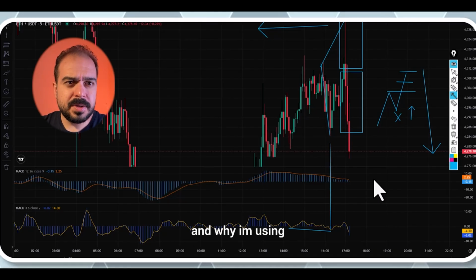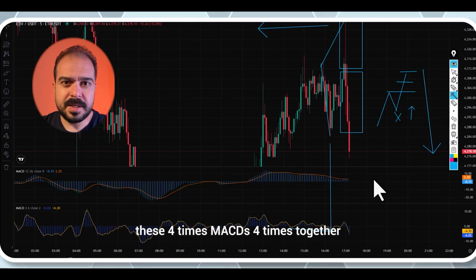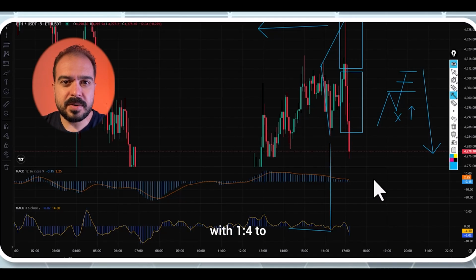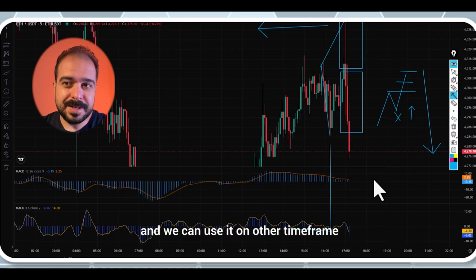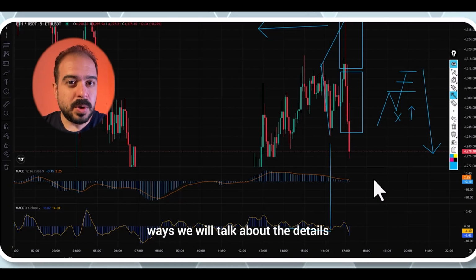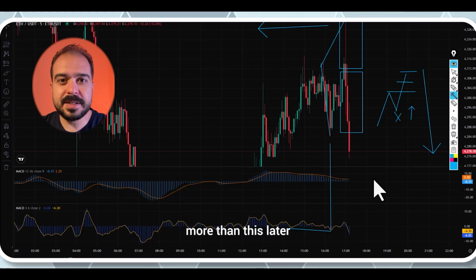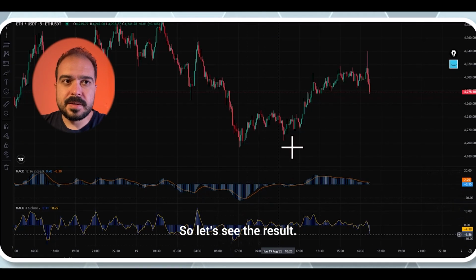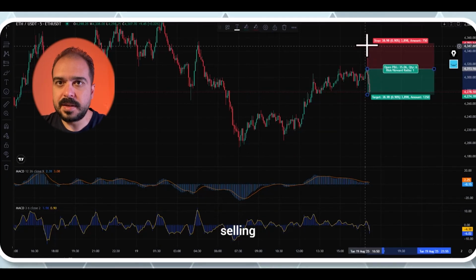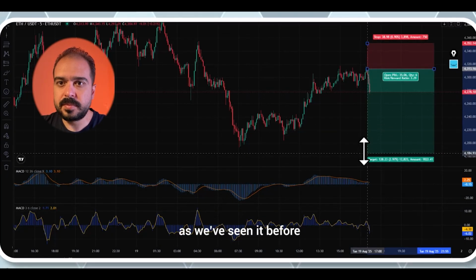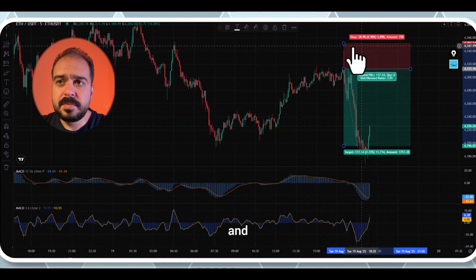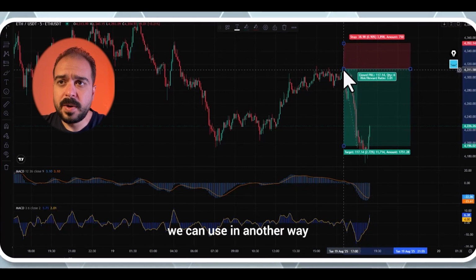And why am I using these MACDs with a 1:4 ratio? Because it has so many details. And we can use it on other time frames and in different ways. We will talk about the details more later. So let's see the result for selling as we've seen before. So the TP hit.